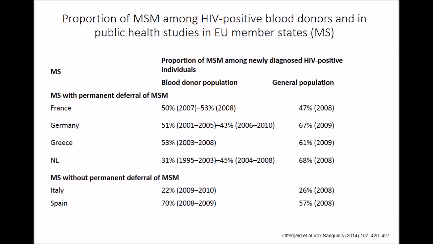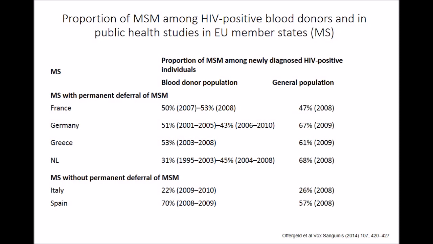This is from a nice paper from Ruth Offergeld at the Robert Koch, many of you know her, published in Vox last year, actually 2 years ago, we're in 2016. And it looks at the situation in the member states, and I've just extracted some data for states who have a permanent MSM deferral, i.e.